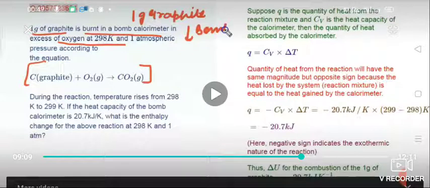So what do you mean by heat capacity? The heat capacity of a sample of substance is the quantity of heat needed to raise the temperature of the sample of substance by 1 degree Celsius. The denoted letter is C.